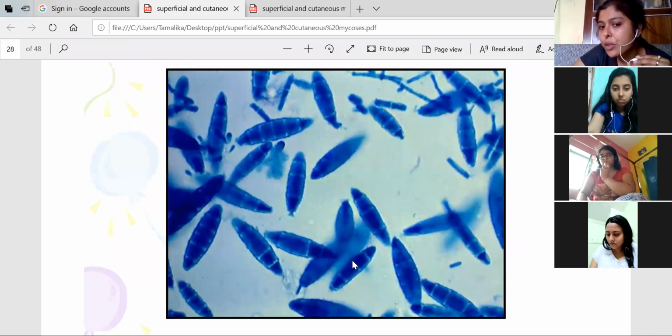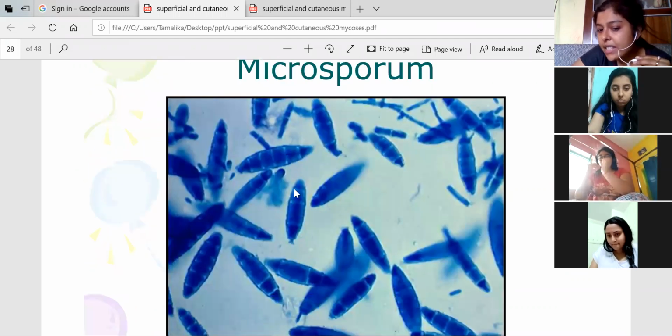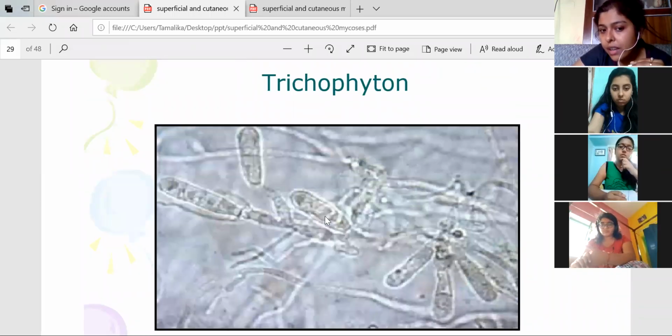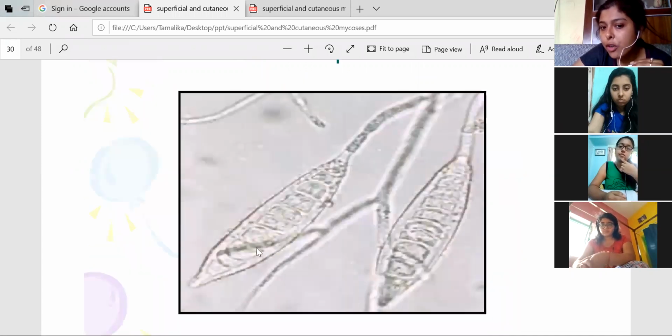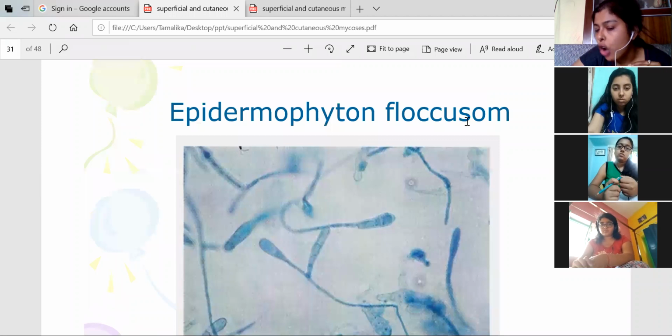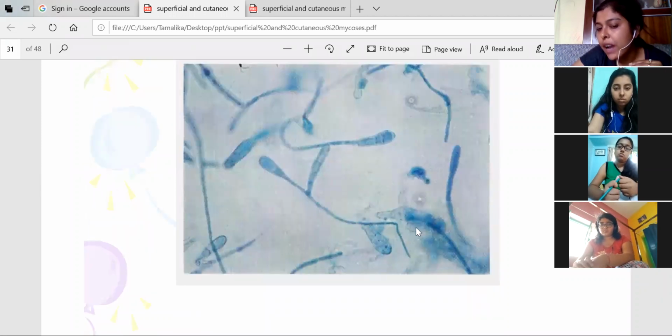So see, this is Microsporum. It has this type of spores. These are all your spores. This is your Trichophyton. Okay, this is your Microsporum. If you amplify the image, you get to see it like this. This is your Epidermophyton floccosum.